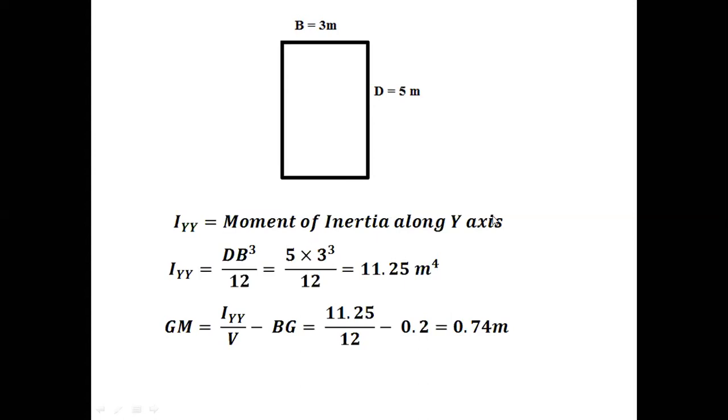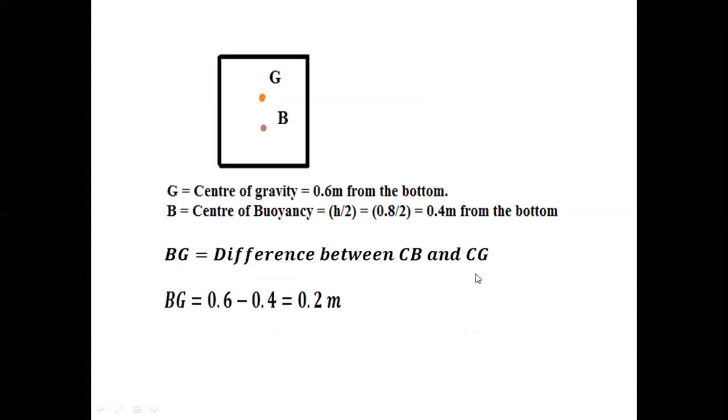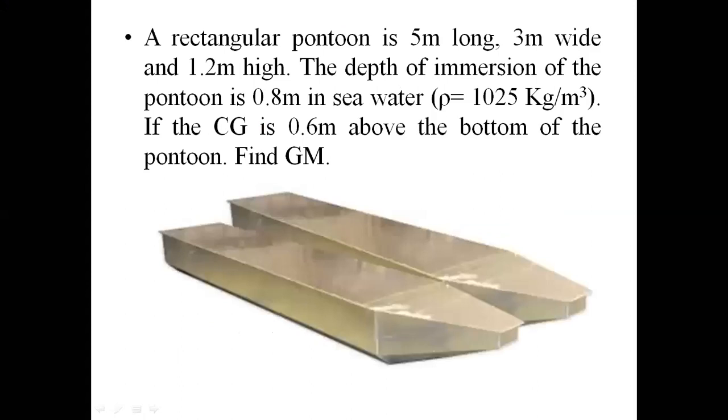The moment of inertia for a rectangular section with respect to x-axis is BD cube by 12. But here we have to calculate the moment of inertia with respect to y-axis. It becomes dB cube by 12, where the depth of the object is 5 meter, the breadth of the object is 3 meter, and I have calculated using those values, and I am getting the moment of inertia as 11.25 meter cube. So as I said, first differentiate what is the data given.